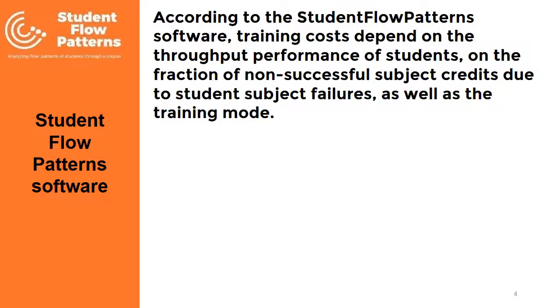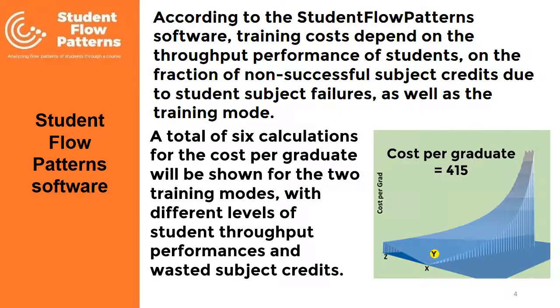According to the StudentFlowPatterns software, training costs depend on the throughput performance of students, on the fraction of non-successful subject credits due to student subject failures, as well as on the training mode. A total of 6 calculations for the cost per graduate will be shown for the two training modes with different levels of student throughput performances and with different wasted subject credits.